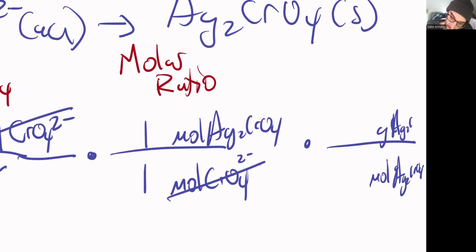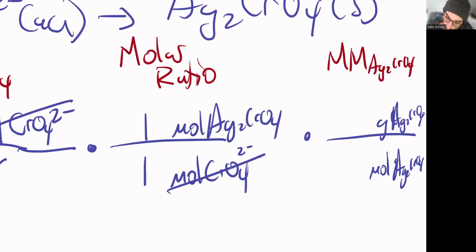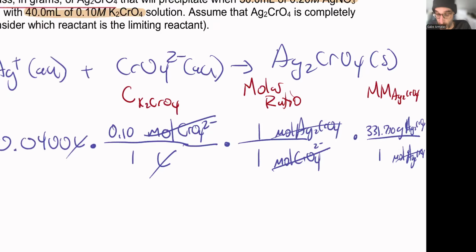And we do that through molar mass. So we need the molar mass of the silver chromate, Ag2CrO4. We determined that to be 331.730 grams per 1 mole. Moles of silver chromate cancel, and now I just simply do the math.